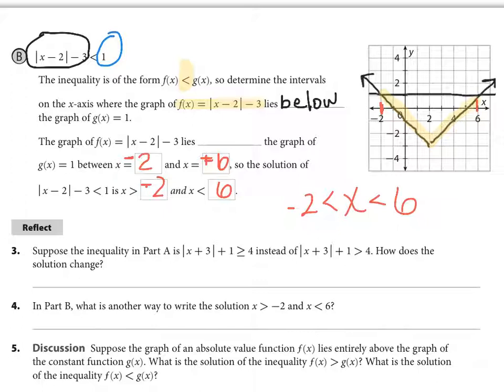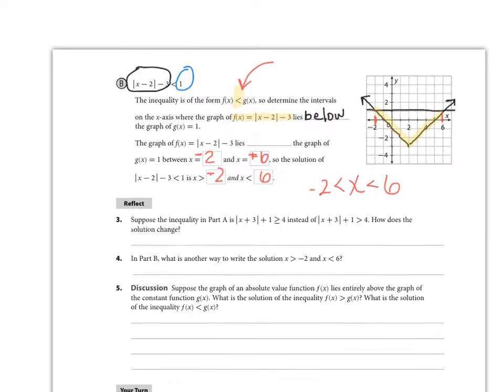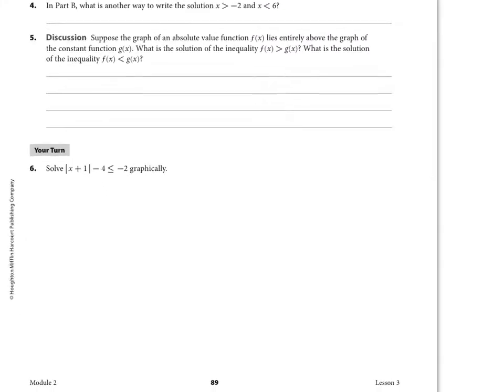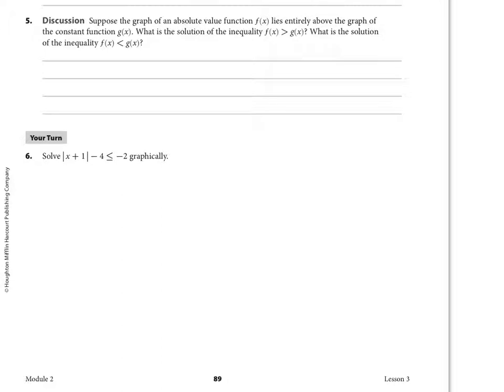You might be asking, why are we not going to include the endpoints -2 and 6? And the answer comes from right here. We want the values when it's less than, not less than or equal to. So in that case, we're not going to include the endpoints. At this point, I want you to try problem number 6 at the bottom of that page, under your turn, where it says solve this inequality graphically. Feel free to use your technology, either Desmos if you have access to that, or an Inspire or graphing calculator.